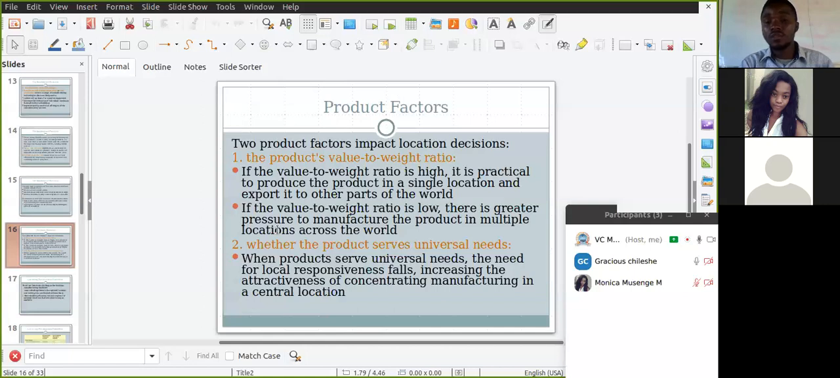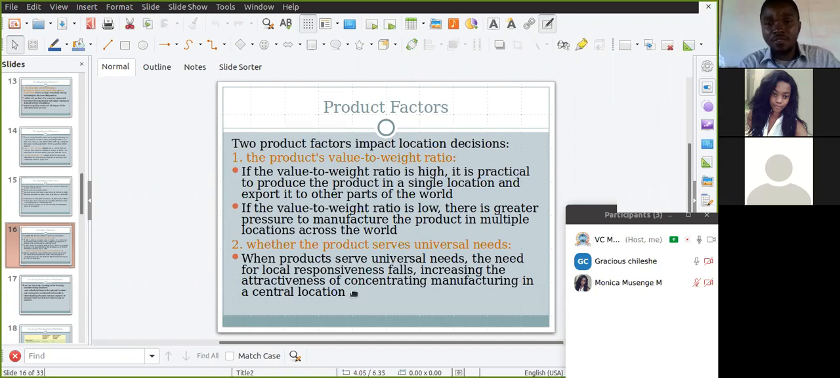Conversely, if the value to weight ratio is low, there is greater pressure to manufacture the product in multiple locations across the world. So if the value to weight ratio is low, you decide to have your firm established in multiple places in order to increase the revenue that you're going to get from the weight value of a given product.